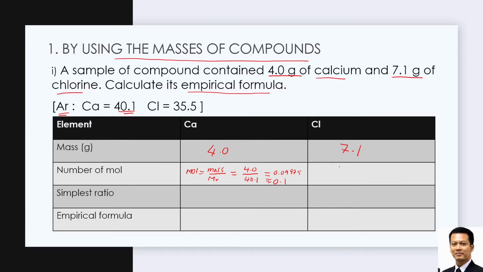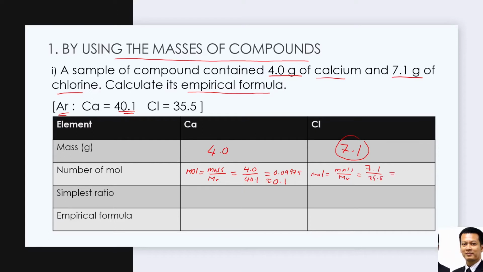And the same thing for this one. Calculate using the formula of mole. Mole equals mass over Mr. So the mass here is given as 7.1, so 7.1 divided by 35.5.